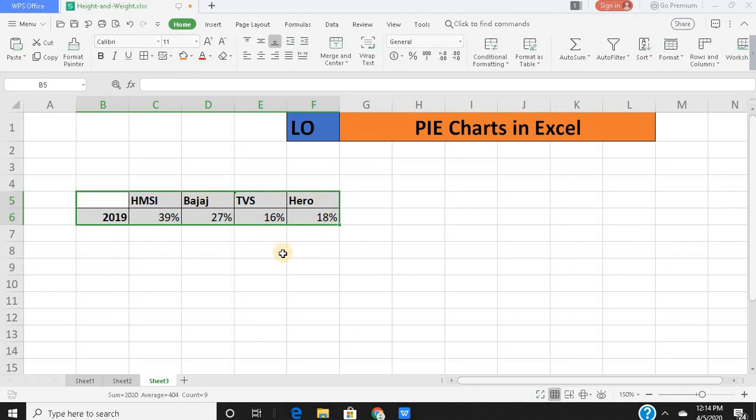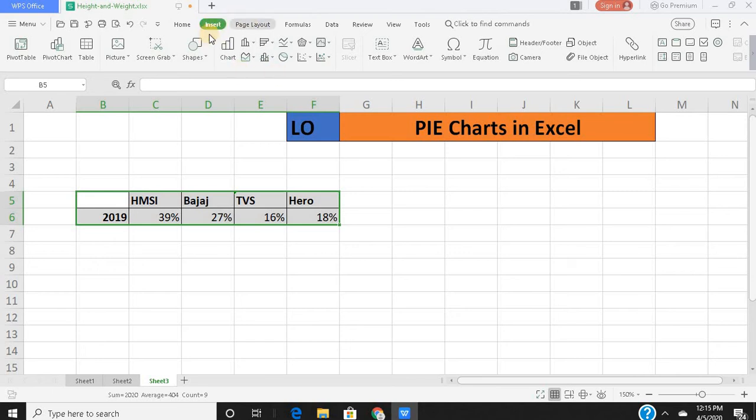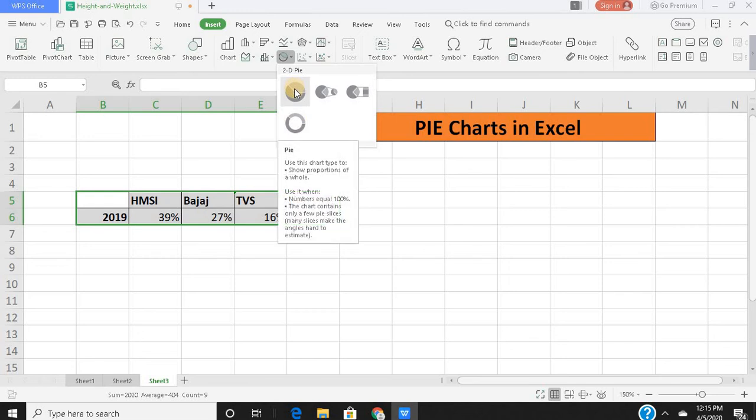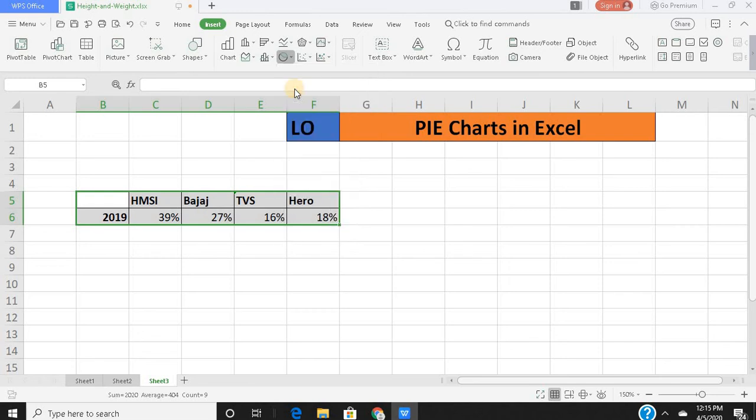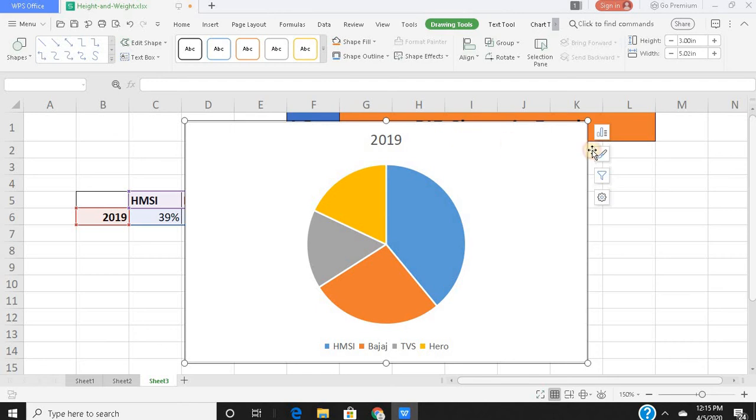Fine. So how do we go ahead? Just simply select your data, then go to the Insert tab. You have your charts area in the ribbon. From here, select this pie kind of an icon. Click on the drop down. You'll find some 2D pies, 3D pies, and donuts. So I select this 2D pie and your pie chart is ready.